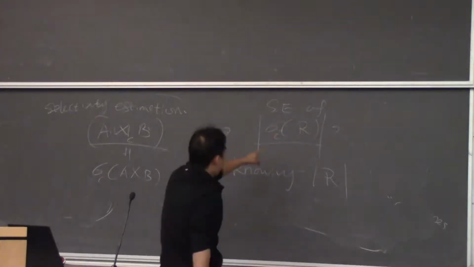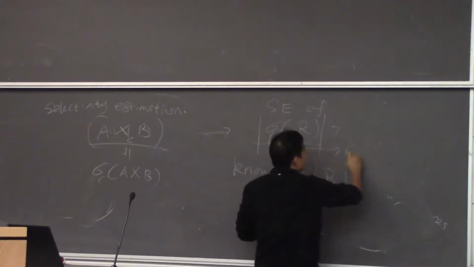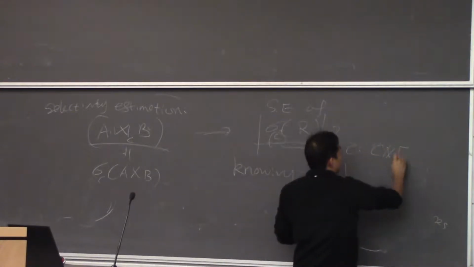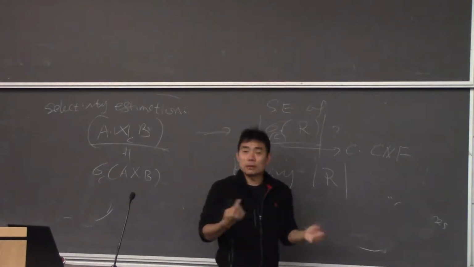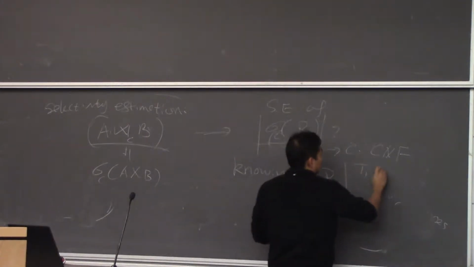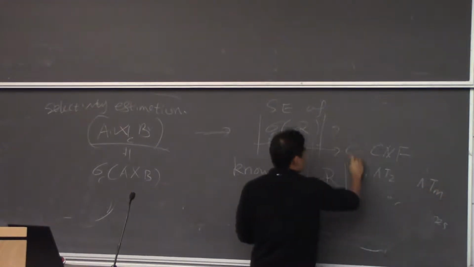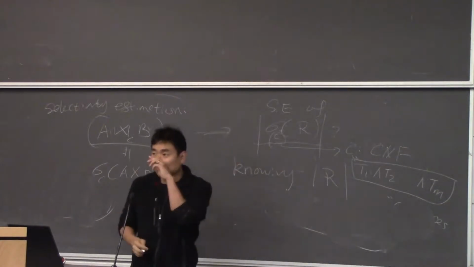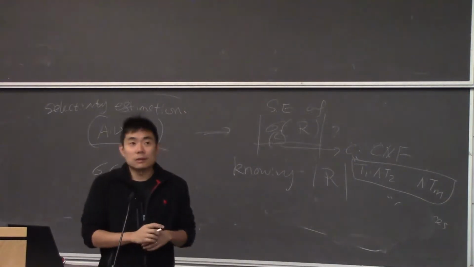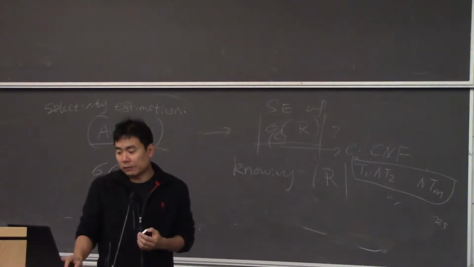And the challenge of this, though, is that this condition C is a conjunctive normal form of multiple terms. It's not just a single term. In the general case, it's something like this. All right? Like what I have here.